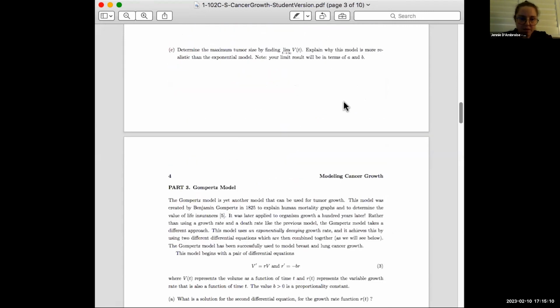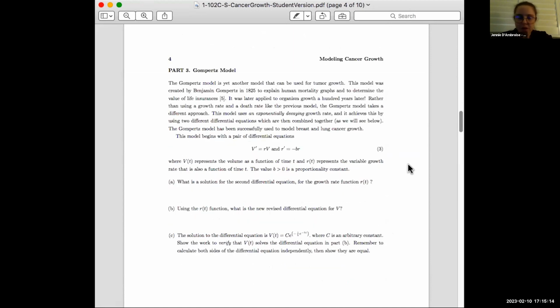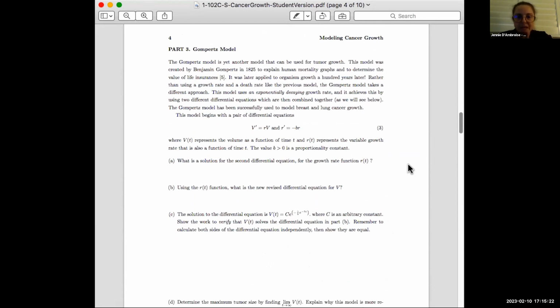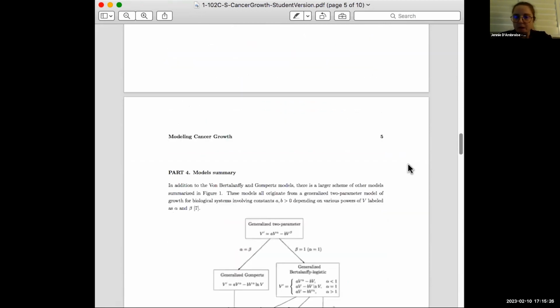process on this page. And then there's another modification, which is another improvement of the model that is run through here. But again, I just provide them with the solution and then have them check it.